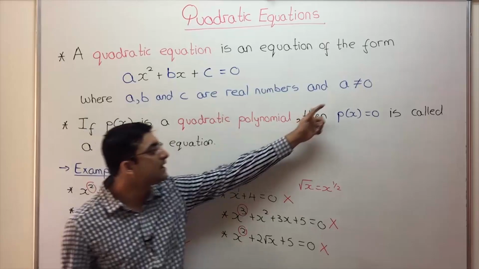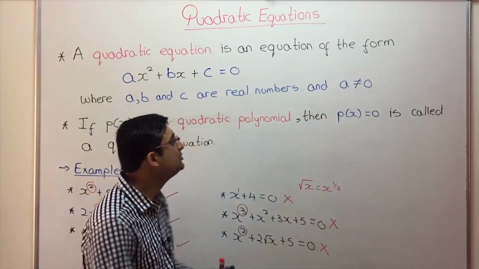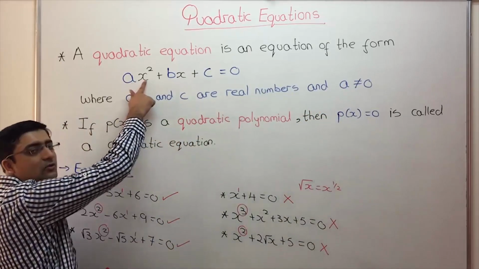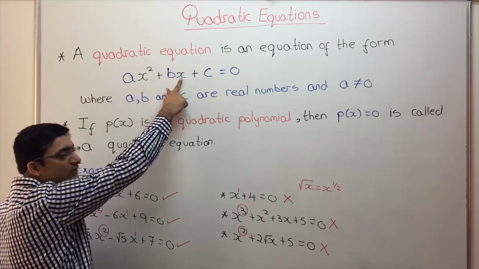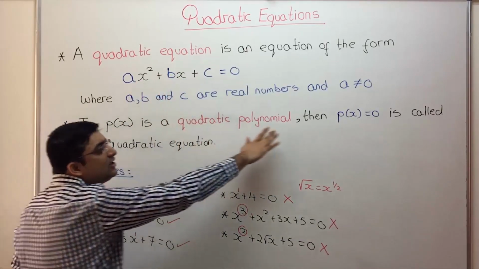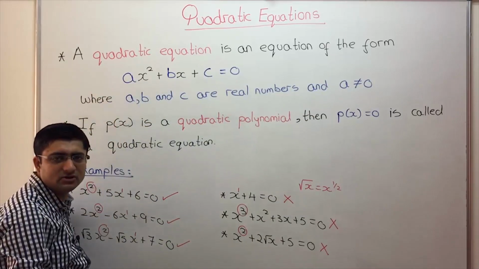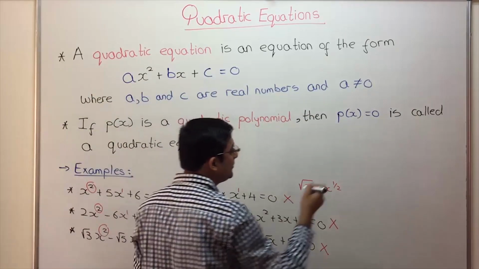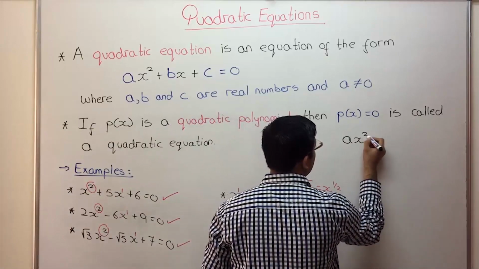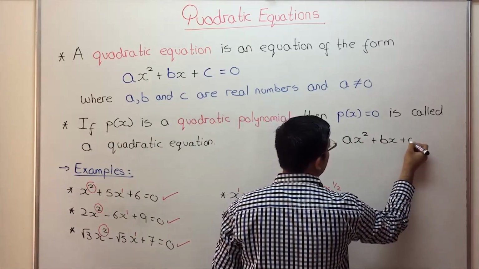Now if you notice over here, I have written a cannot be equal to 0. So see, what are a, b and c? a is the coefficient of x squared, b is the coefficient of x, and c is the constant term. So I am saying a cannot be equal to 0. That means the coefficient of x squared cannot be 0. Why? See, we have a quadratic equation ax squared plus bx plus c is equal to 0.